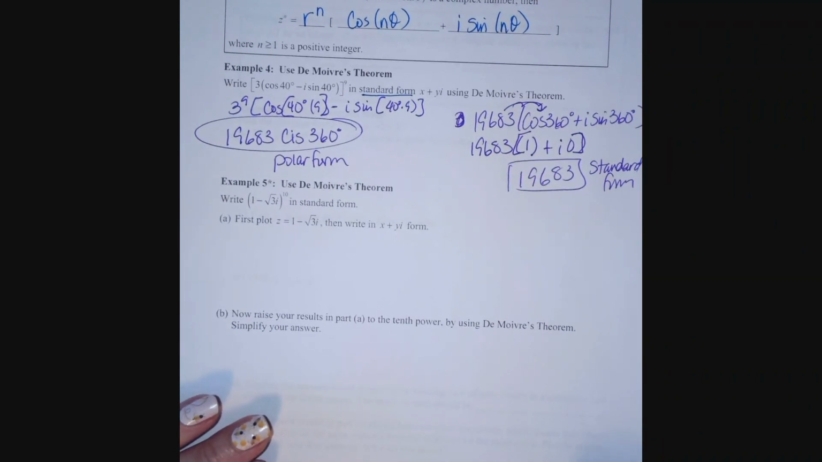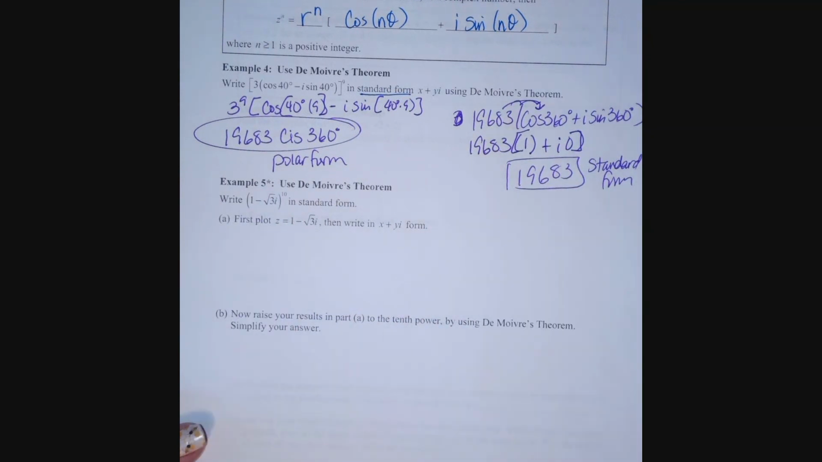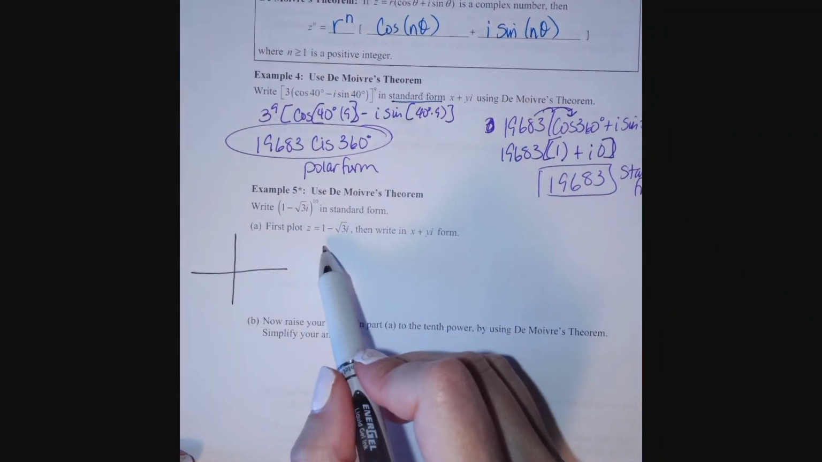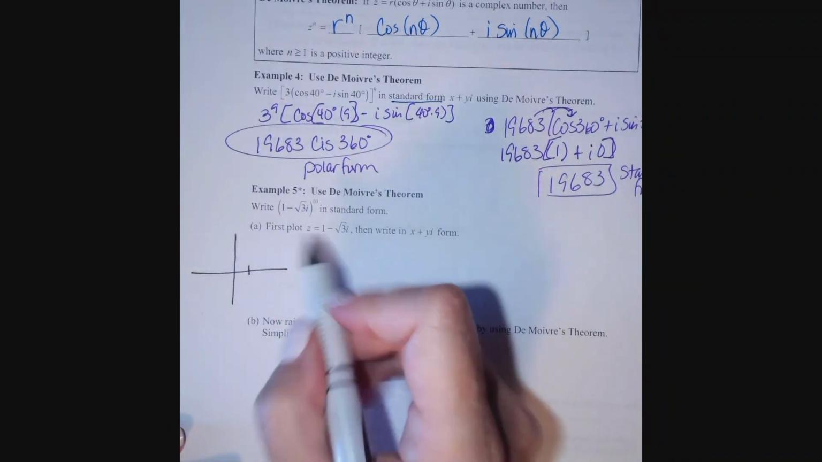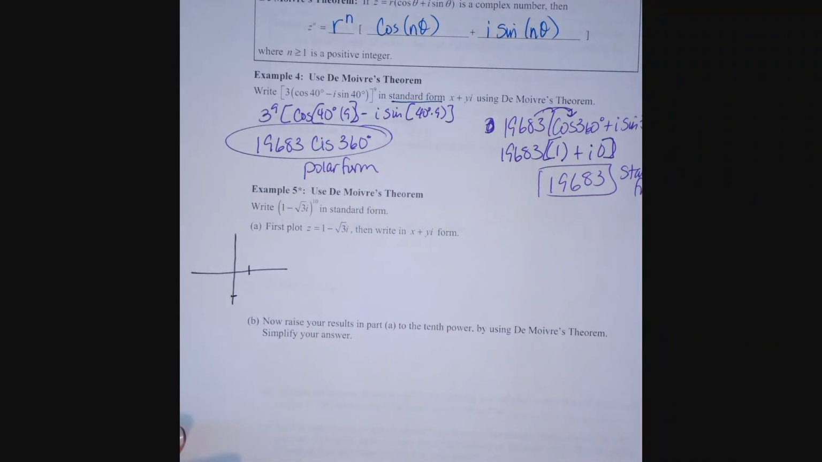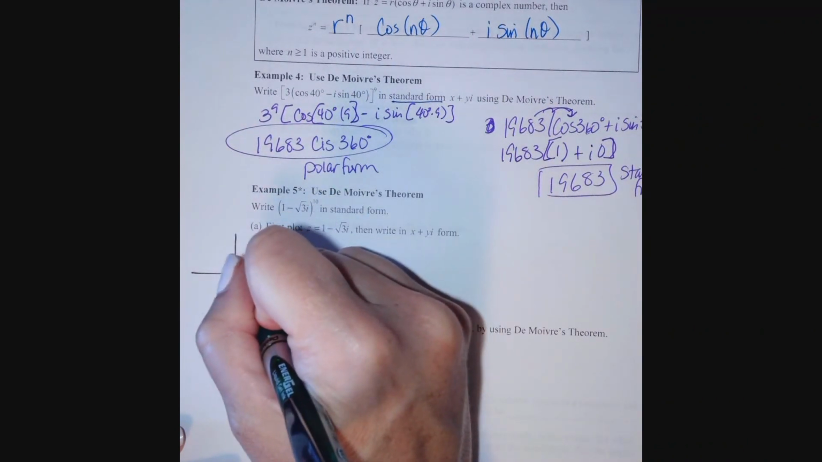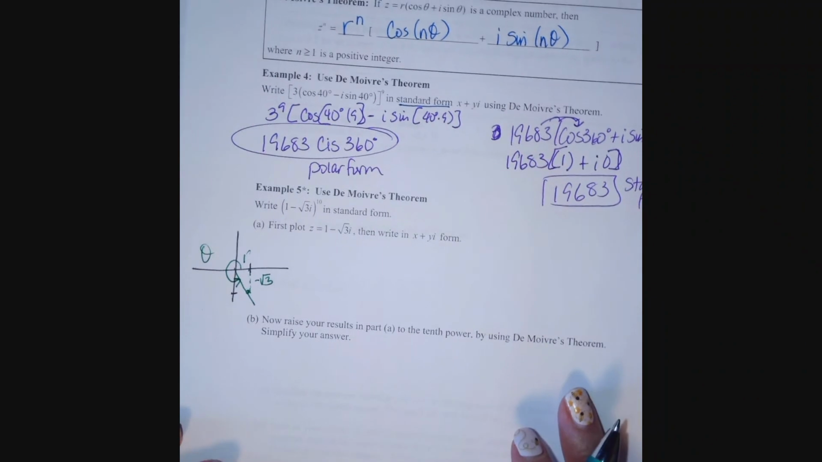Still writing our number in standard form when we're at the end. But notice I'm starting in standard form. Well, de Moivre's doesn't work in standard form. To use de Moivre's, I have to get it in polar form. So the first thing I do is plot it on an imaginary set of axes. My real part is 1. My imaginary part is negative square root 3. When I sketch this, I've got a point down here at (1, negative square root 3). That's my angle theta. I'm in quadrant 4.